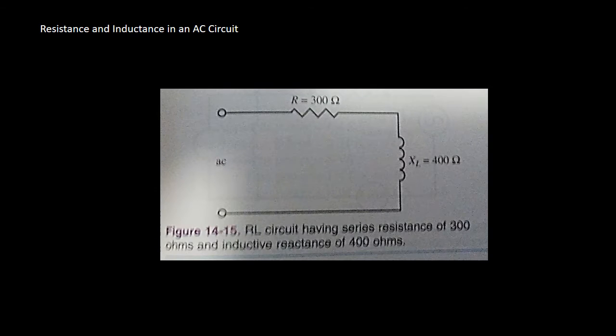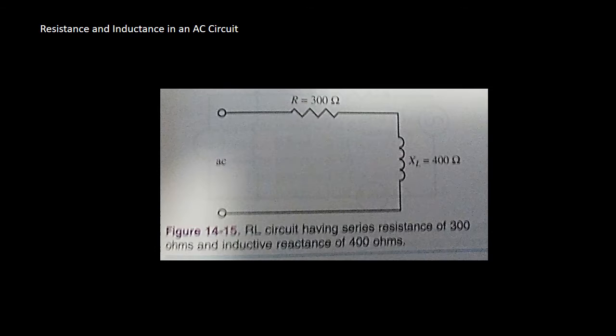Now referring to figure 14-15 on the screen, the series resistance equals 300 ohms. The inductive reactance equals 400 ohms. This reactive component will cause the current to lag by an angle of 90 degrees or less. The forces opposing the current can be thought of as the resistance and reactance. The resistance and reactance are 90 degrees out of phase. To find the final opposition, the combination of resistance and reactance, add the vectors of the two forces.